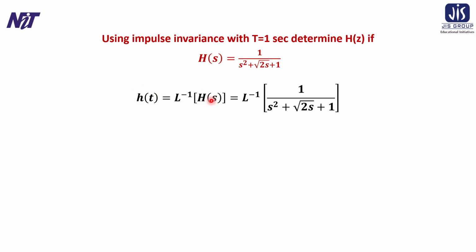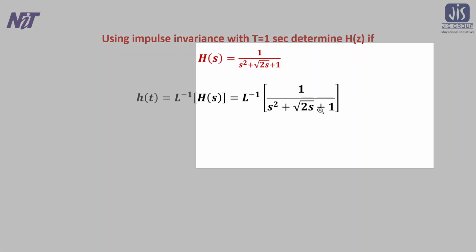So put the value of H(s) over here, that is the Laplace inverse of 1 divided by s square plus root 2 s plus 1. Taking the highlighter, in this equation I can rearrange it as the Laplace inverse of 1 by s square plus root 2 s plus half plus half. So 1 is represented in this way, plus half plus half. Now, can I write the 1 by 2 in this way? 1 by root 2 whole square.